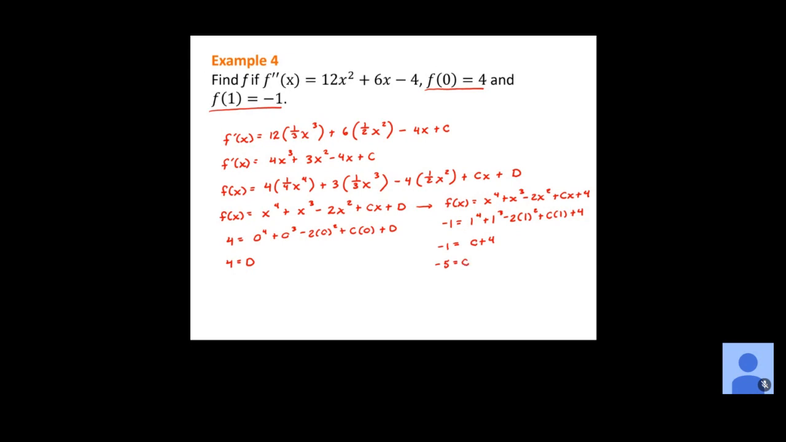Right. Now that we know the c value and the d value, now we can just write the entire function. So we have f of x is x to the 4th plus x cubed minus 2x squared minus 5x plus 4. So this is our specific function for our antiderivative that goes through the 2 points that are given. Any questions on that one now?